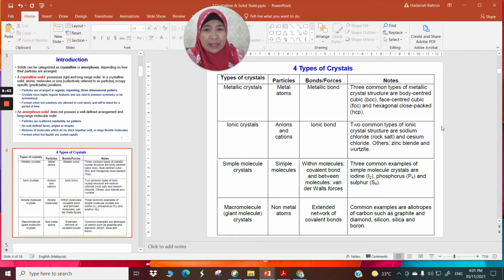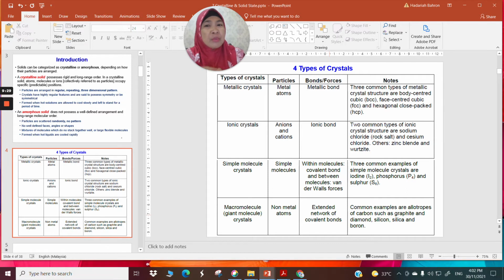And the fourth type of crystal that you are going to be brought into, maybe not this particular lecture, the lecture after this, is what's called the giant molecule structure or the macromolecule structure crystals. And the particles in macromolecule crystals are non-metal atoms. So if you can recall, in the metallic crystals, you have the particles as metals. If you have non-metals, then you call them obviously macromolecules. The forces that can be found in macromolecules are an extended network of covalent bonds.